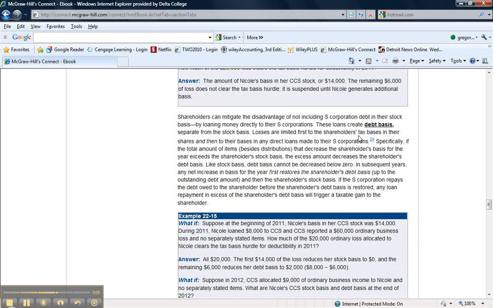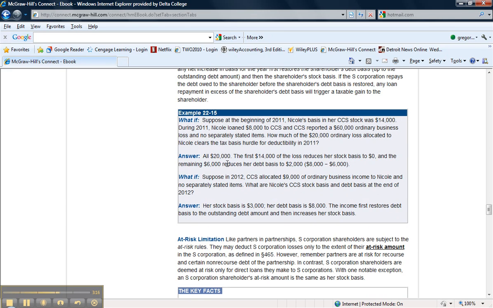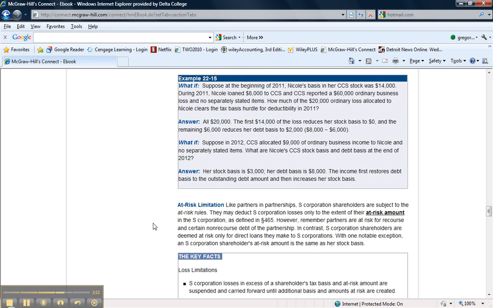This next section talks about debt basis, where an S corporation shareholder can loan money directly to an S corporation, and then this example gets at what happens if you have two different kinds of basis, how is it used in deducting losses, and how is that basis restored when income finally flows through from the S corporation in the following year. And that's really all we're going to do to finish up this chapter. We're not going to talk about the rest of the learning objectives.